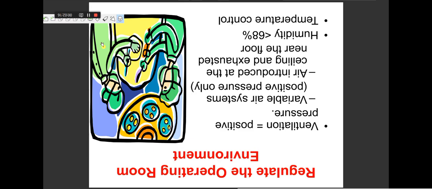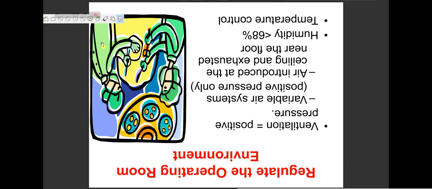Now coming to the regulation of the operating room environment. There should be ventilation because it is for the positive pressure. And there should be a variable air system, also because of the positive pressure. Air should be introduced at the ceiling and exhausted near the floor, so that the air which is inside can go outside. For this exchange of the air, it is important.